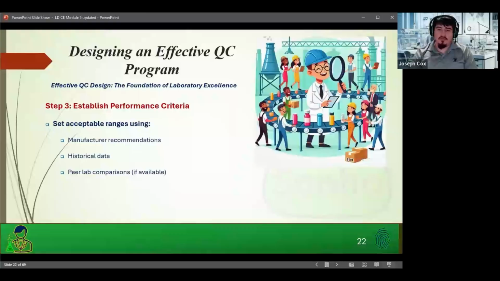So oftentimes it's going to be obvious what you should be using for slope ranges. Qualitative, that's simple. It's just going to be a positive or negative. So it's just what's your lowest possible detection.